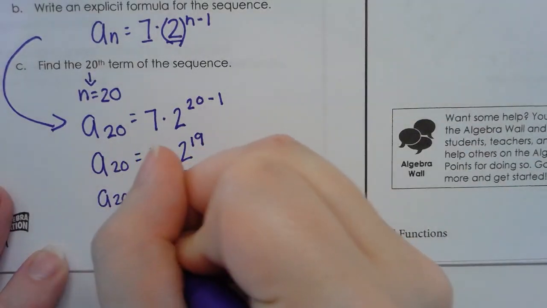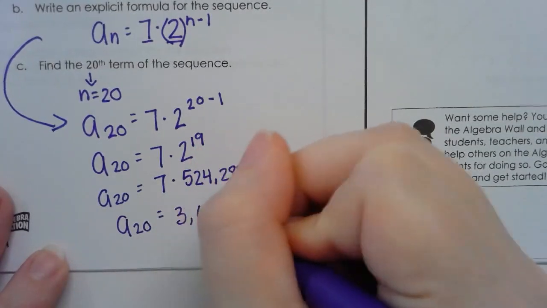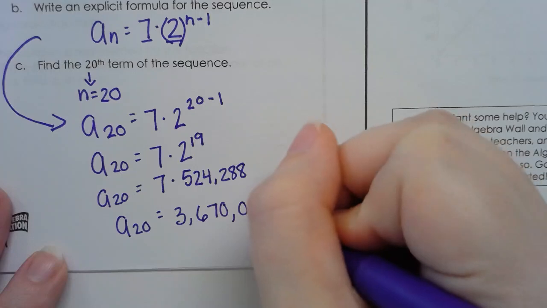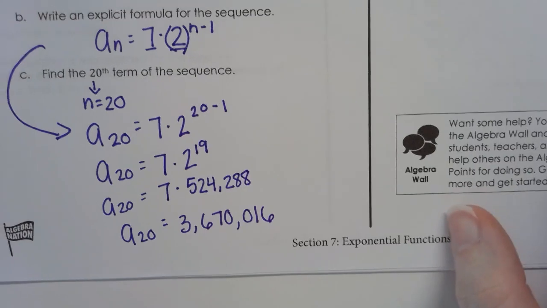So then a sub 20 is equal to 3,670,016. Okay, so this is pretty cool. We can use it to find a lot of different things.